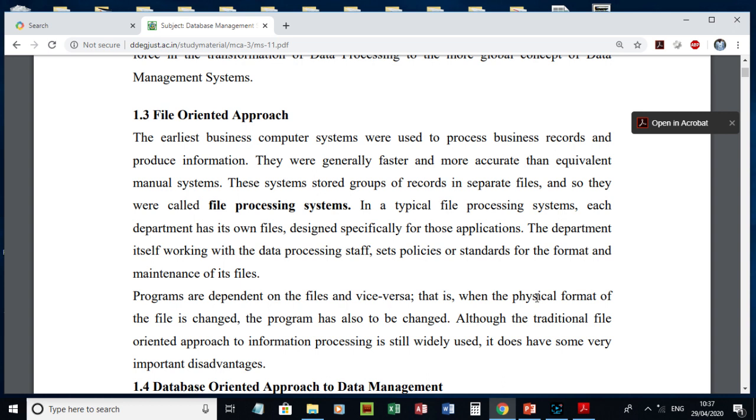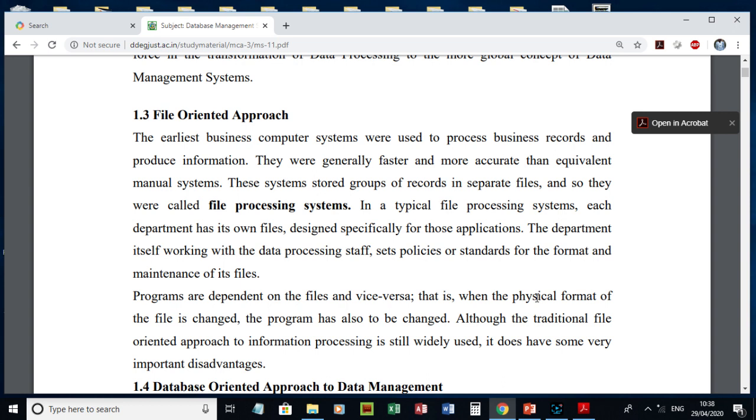Now, the earliest business computer systems were used to process business records and produce information. So the essence of the computer systems that we have, even desktop, laptop, whatever we have, is to use it to process what? Business records. When I talk about business records, remember, yesterday I told you another word for records is what? Values. Another name for values is what? A tuple. So records, values, and then a tuple, right?